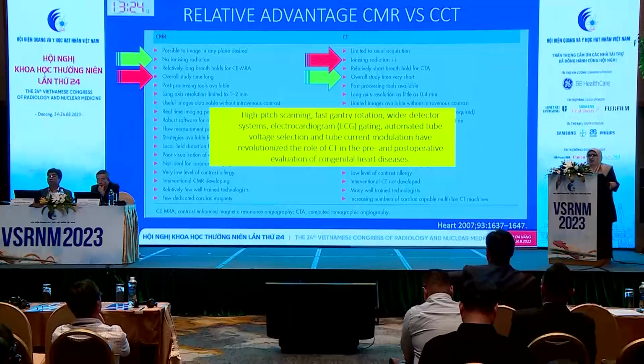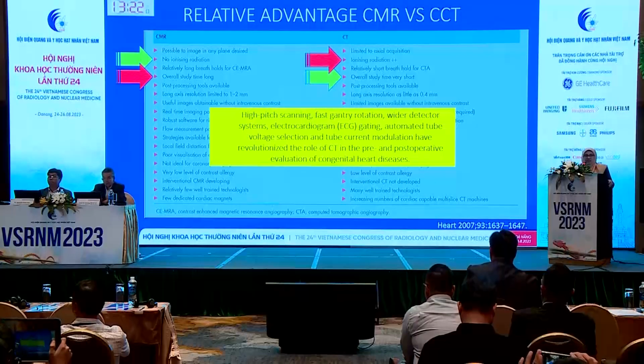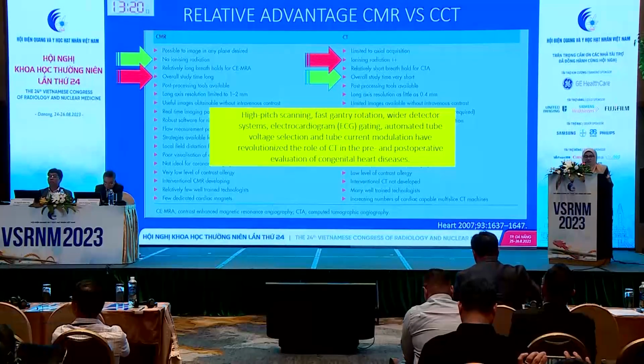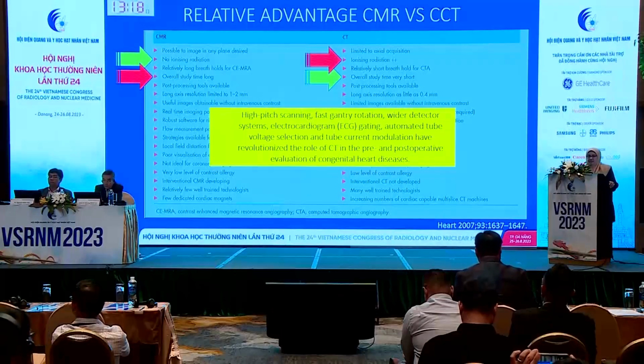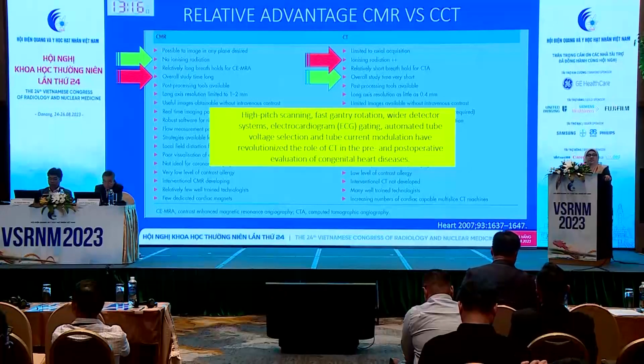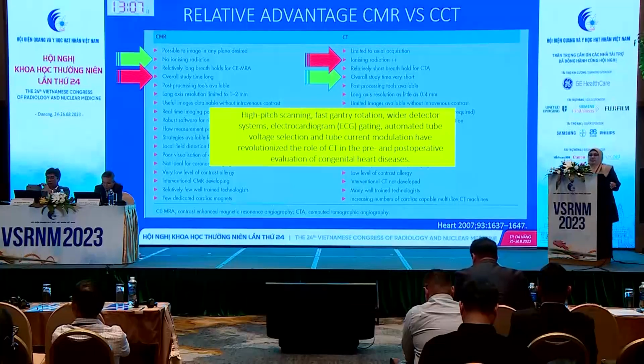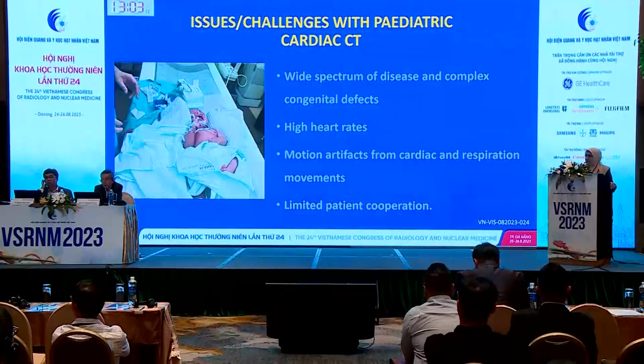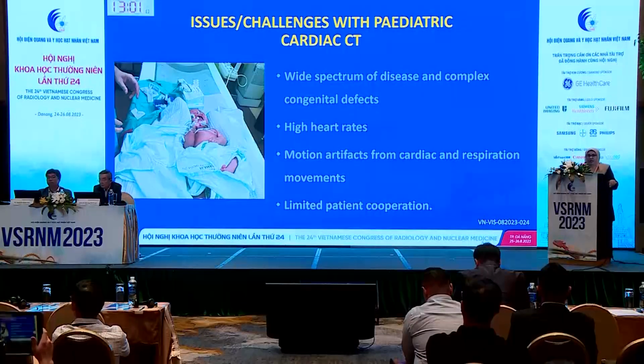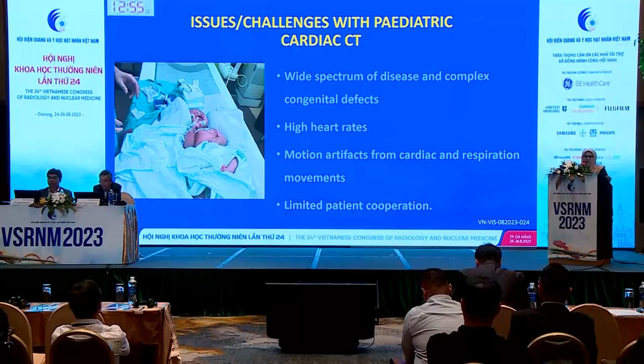So to add to that, now we have the advancement in our CT scan where we have high pitch scanning, fast gantry rotation, and wider detector systems, ECG gating, even automated tube voltage selection and tube current modulation. All these add further weightage to the role of CT in pre and also post-operative evaluation for congenital heart disease. But always be mindful that when you do a pediatric cardiac CT, this will be your issue.